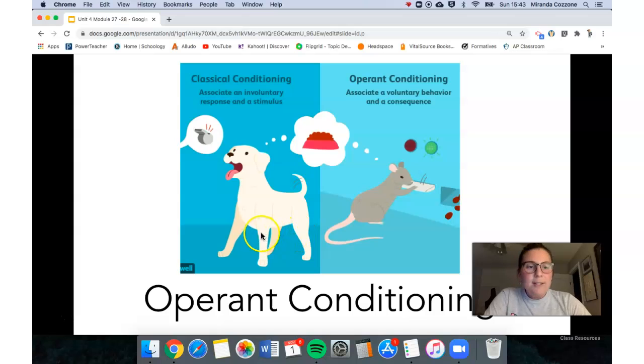I know this is a lot, but I think you guys are going to do good. I'm going to have you create your own examples, just like we did with classical conditioning, to really make sure we get this down.